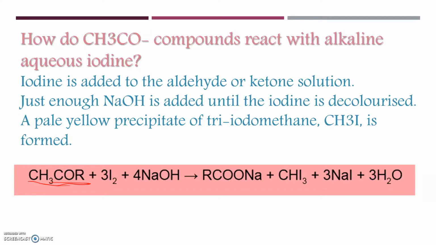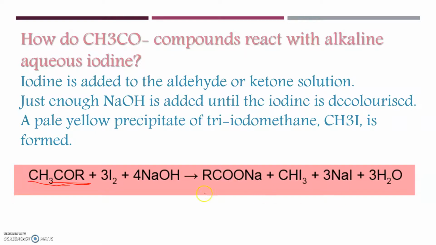Iodine can be added to an aldehyde or ketone, both of them. Just enough sodium hydroxide is added until the iodine is decolorized. What is the color of iodine? Actually, the iodine looks a little purple, or brown. Decolorized, yes, brown, so a pale yellow precipitate of triiodomethane, CHI3, is formed.